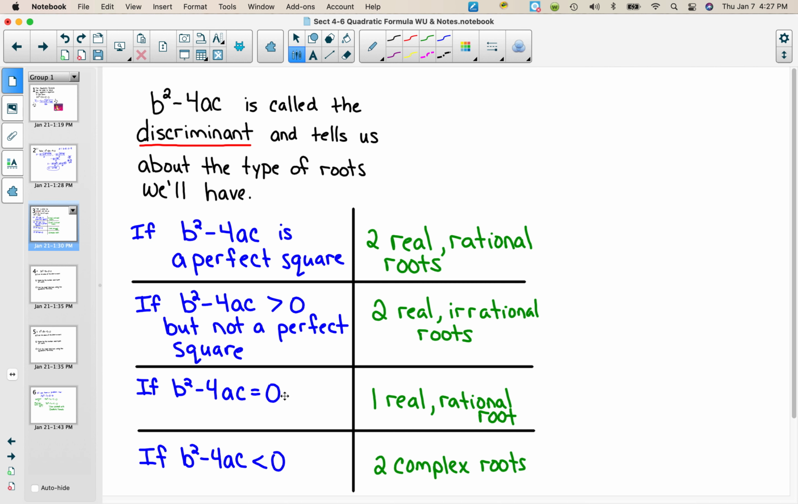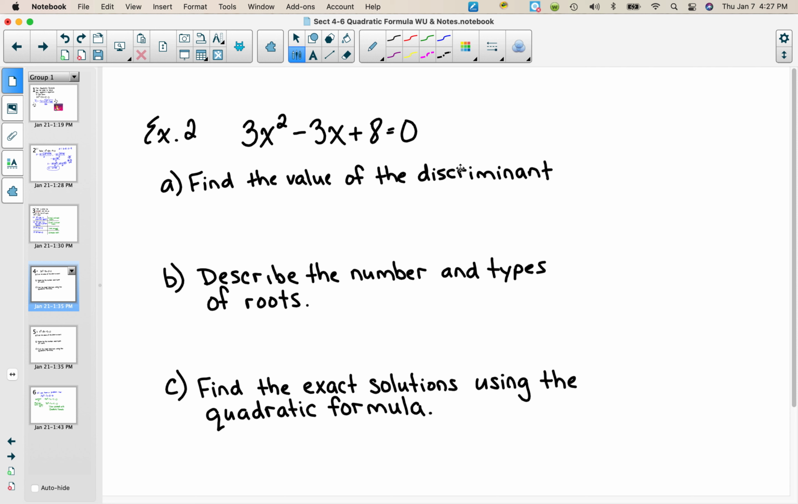If b squared minus 4ac equals 0, that means we only have 1 real rational root, which means the related parabola would have its vertex on the x-axis. And if b squared minus 4ac is negative or less than 0, we're going to have 2 complex roots, so we're going to expect to have an i in our answer. So here we're going to start by finding the value of the discriminant.